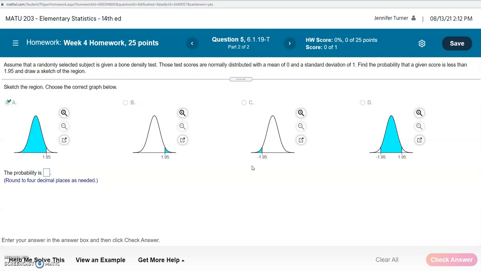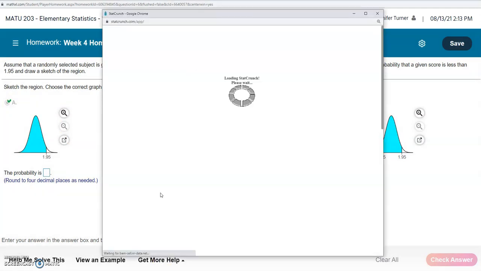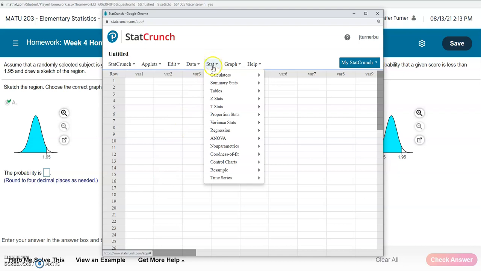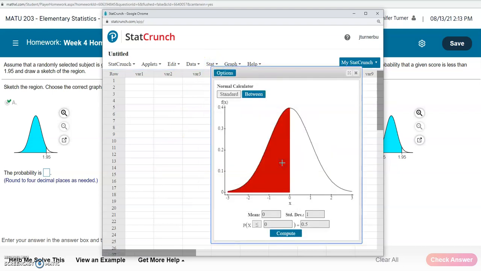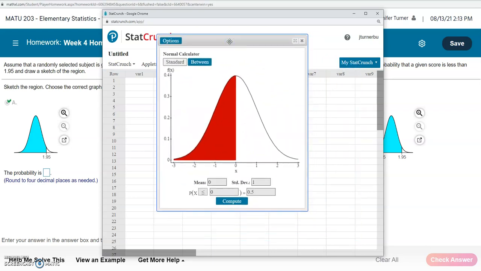Now we want to know what the probability of that is. In other words, what is the area of this blue shaded region in this graph in letter A? To do that, we can use Statcrunch. So we're going to go ahead and open it by clicking Get More Help, Statcrunch. The normal distribution calculator is under Stat, Calculators, Normal. And you can see that it's going to bring up that exact same type of picture with that bell-shaped curve.